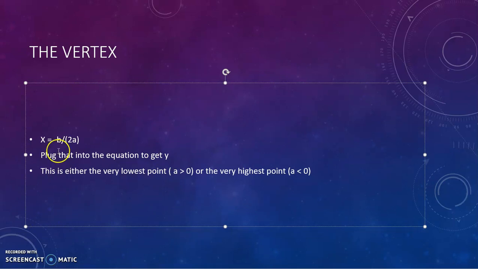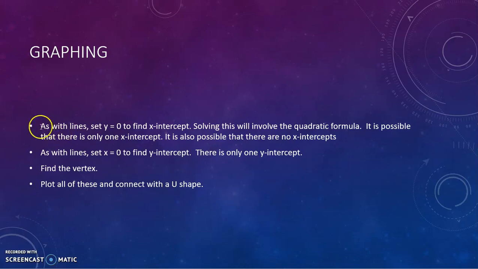Okay. Now, when you go to graph a parabola, just like we did with lines, you're going to set y coordinate equals 0 to find the x-intercept. And you'll solve that by a quadratic formula, or if you happen to know, you might be able to factor. And remember, it's possible that you only get one solution. It's possible there's only one x-intercept. It's possible there's none. It's possible that there's two different x-intercepts. Okay, all three are possible.